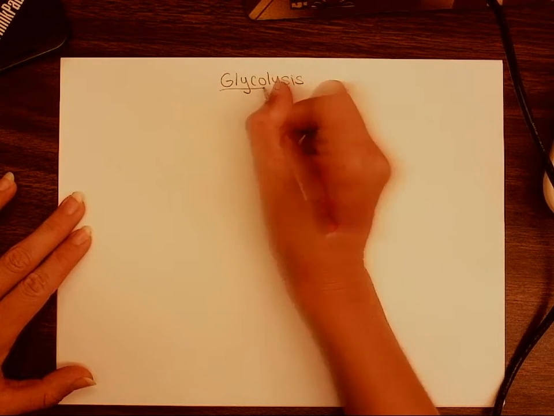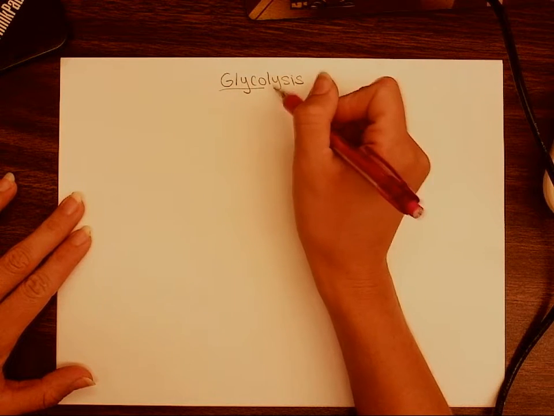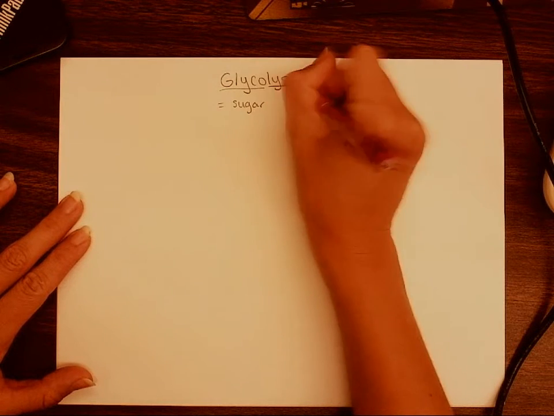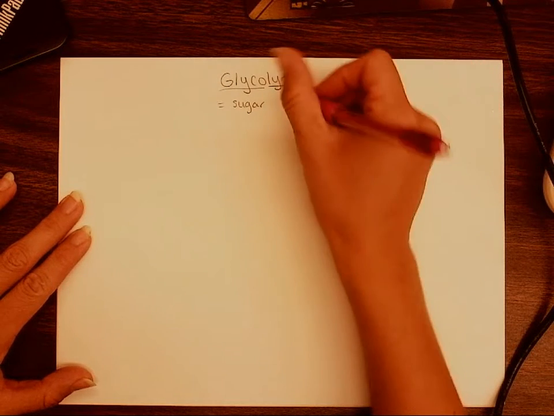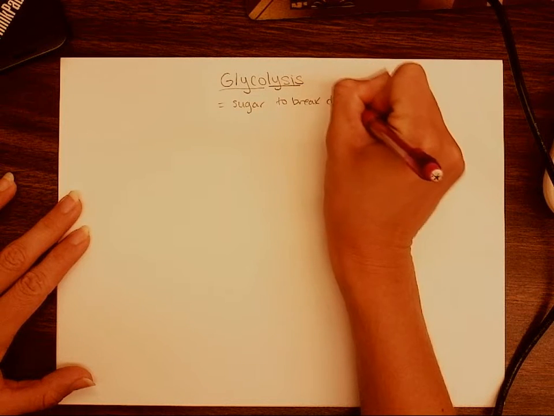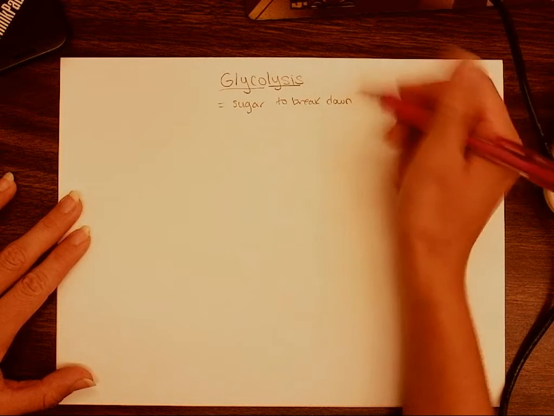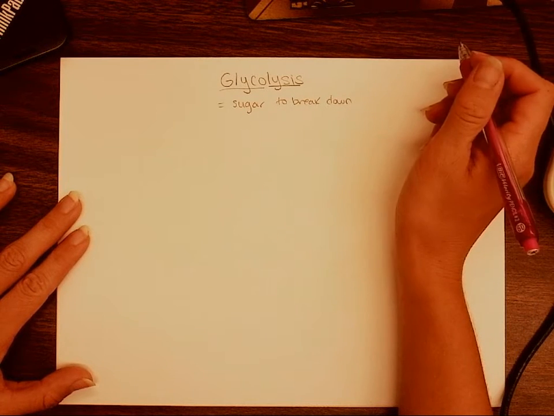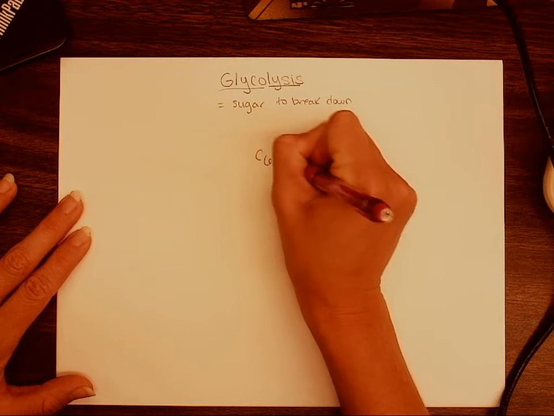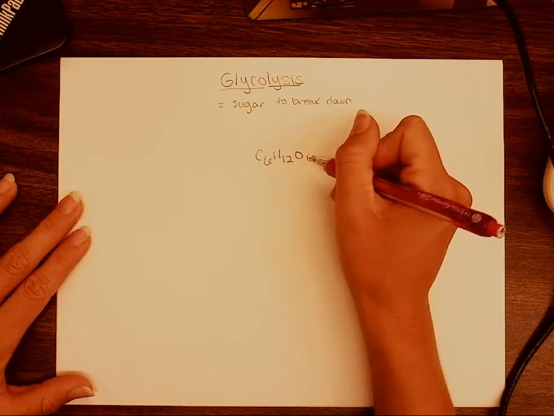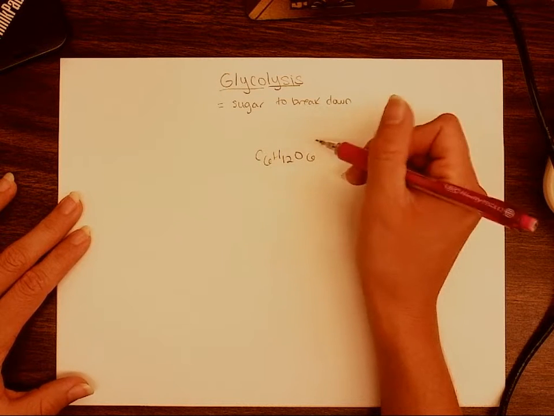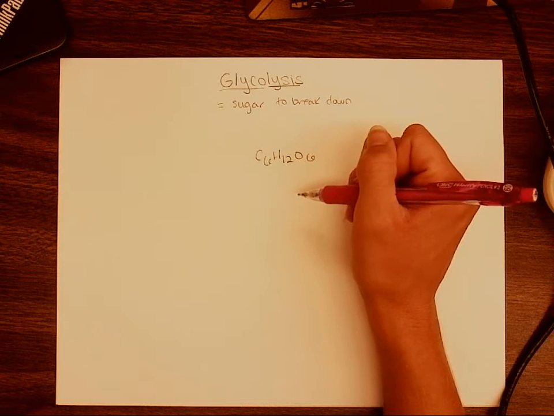If we just look at our roots, glyc or glyco, this represents sugar. And then if we look at the rest of our root, lys or lysis, this means to break down. So literally our first step in cell respiration means to break down sugar, and that's exactly what we're going to see. Now sugar, our formula, C6H12O6, made by plants, can then be broken down by plants, or it's going to be consumed by animals, and then this sugar is going to be broken down into energy.